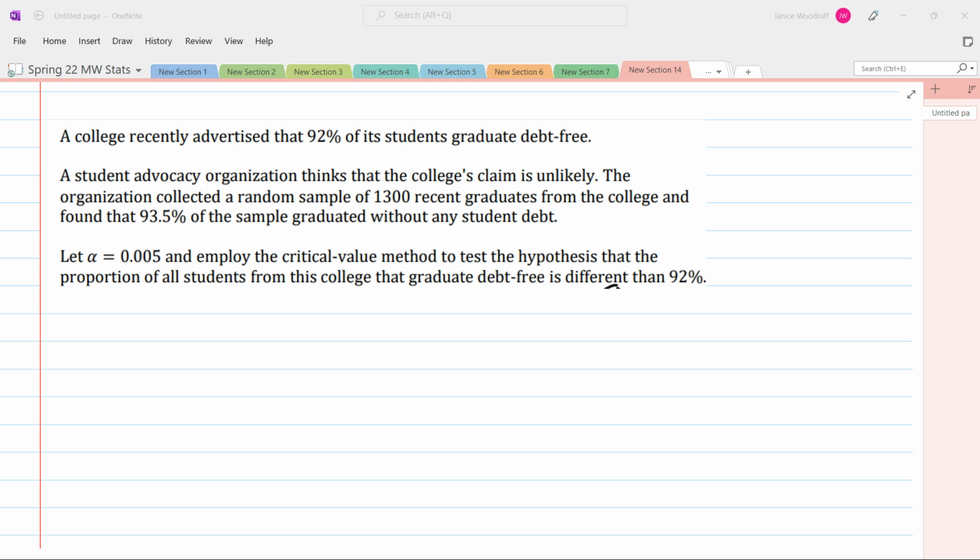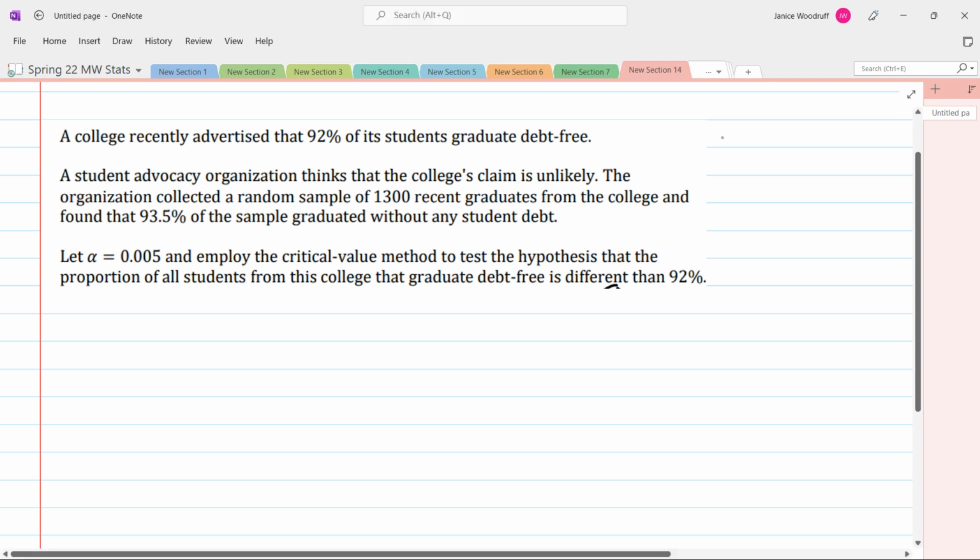Okay, let's go ahead and take a look at this. So we have here a p-value of 0.92, which means our q is 0.08. We have a sample size of 1,300. And we have 93.5%, so that is going to be our p-hat, 0.935.